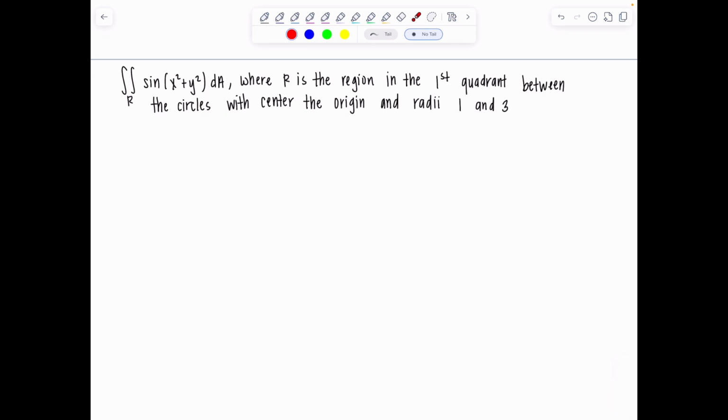Double integral over R of sine of x squared plus y squared dA, where R is the region in the first quadrant between the circles with center the origin and radii 1 and 3. So we're just looking at the first quadrant. And we want circles with radii 1 and 3. Here they are, 1, I'm just going to draw this little piece. And then here's radius 3. And so R is this region in here.